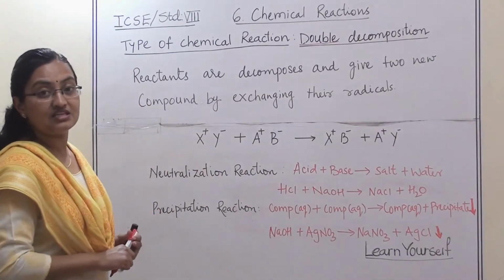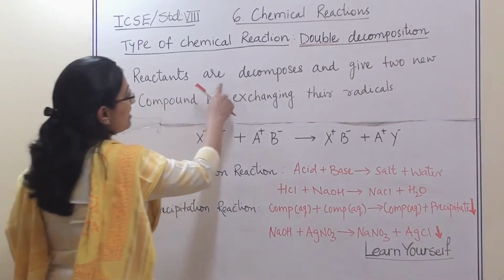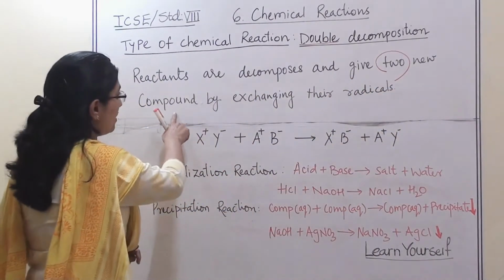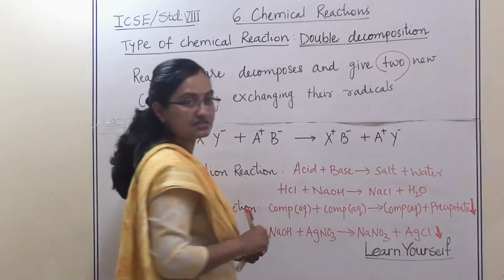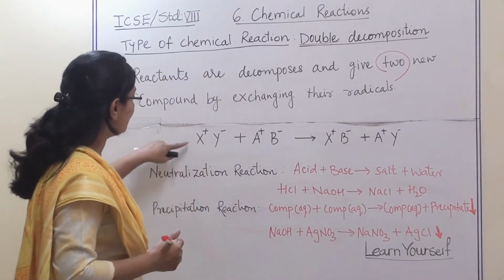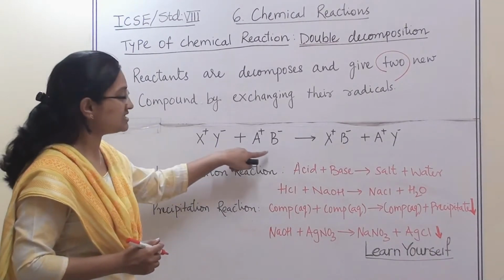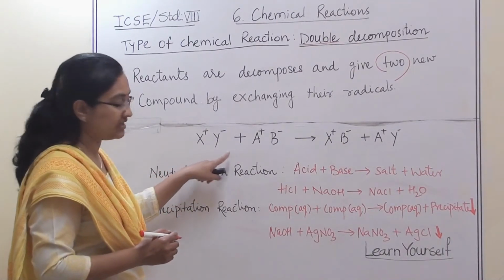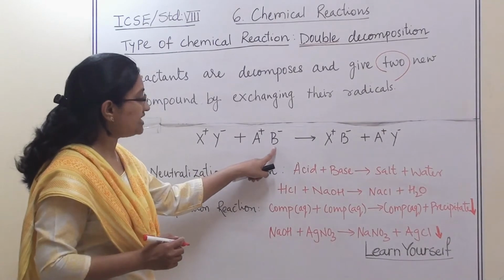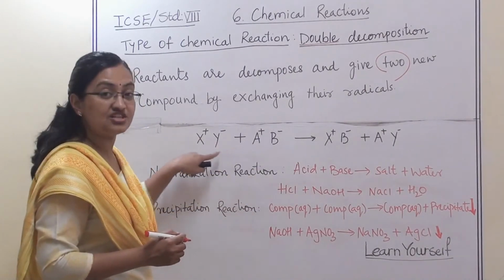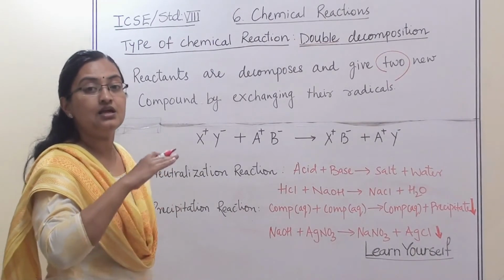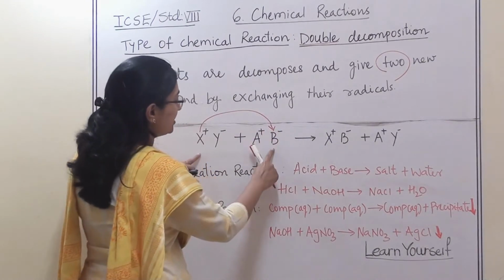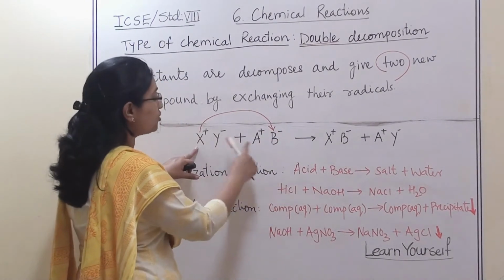Now let us first see the definition. Reactants decompose and give two new compounds by exchanging their radicals. How are they exchanging their radicals? For example, this is one compound, this is another compound. Here X is a positive radical, Y is a negative radical. A is a positive radical, B is a negative radical. So they are exchanging their radicals. The positive radical of the first will go with the negative radical of the second reactant. It cannot go with the positive.